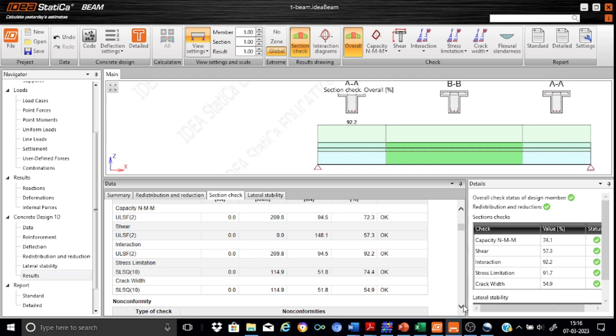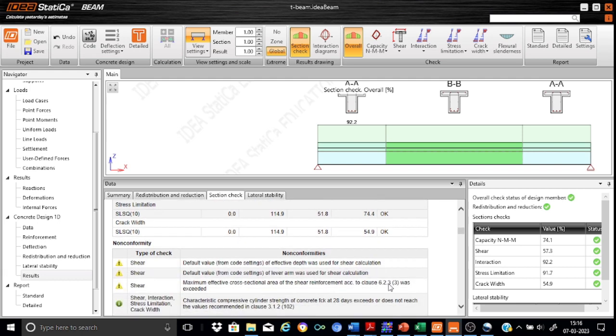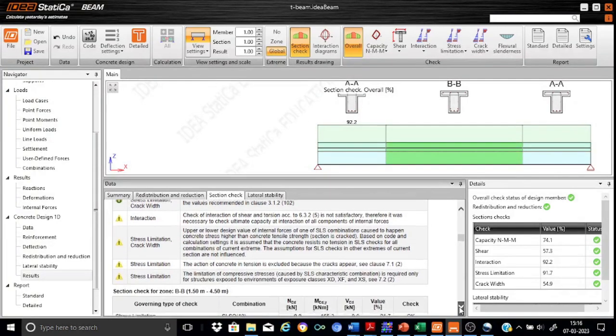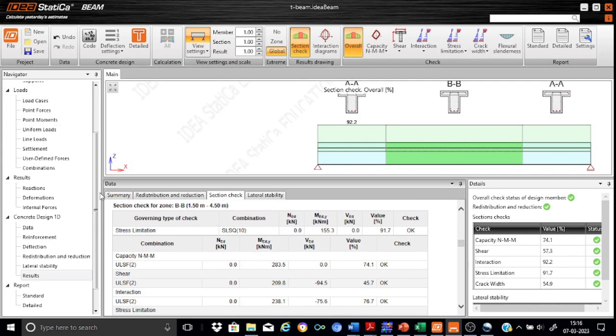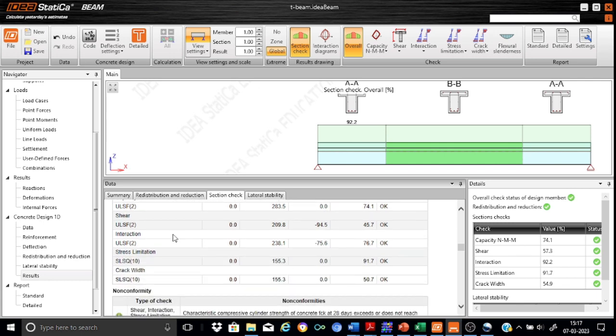As already described in the previous tutorials, please also go through the non-conformities. If some of the non-conformities are acceptable, keep them. If not acceptable, please take the appropriate correction. Similarly, it also provides the section check details for zone BB, first of all a summary. The stress limitation as per the quasi-permanent combination at serviceability governs the check for zone BB, and we find that the value is 91.7. You can also see the various utility ratios regarding shear, interaction, stress, etc.